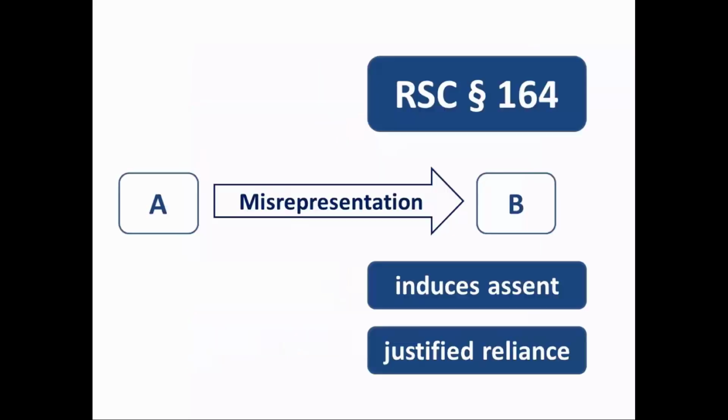Notice that the representation must induce assent, and the recipient must be justified in relying on the representation. These provisions give courts the ability to refuse rescission when the recipient didn't rely. For example, when Josh had already agreed to buy the car from Lillian, or when Josh should have known that her statement was false. For example, if Josh is a master mechanic and Lillian's statement makes no sense. As you can see, these rules give Josh an incentive to take care in evaluating and relying on Lillian's representations.